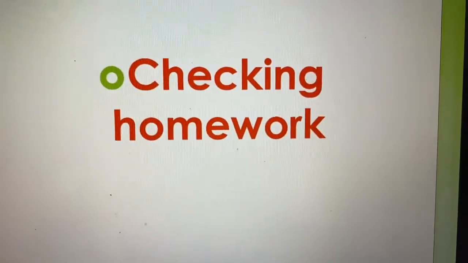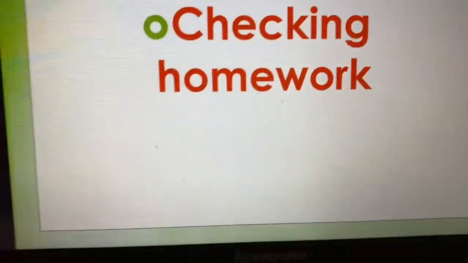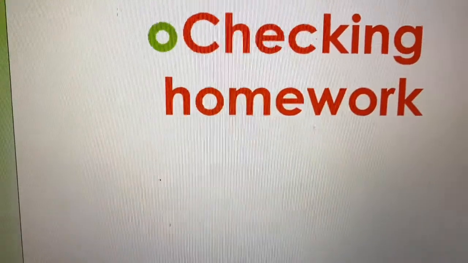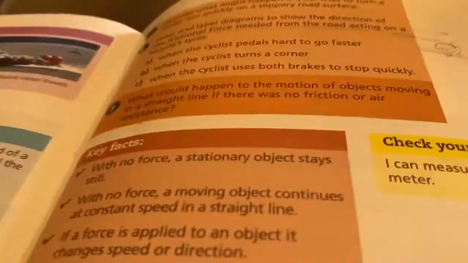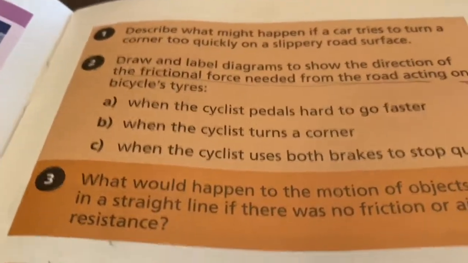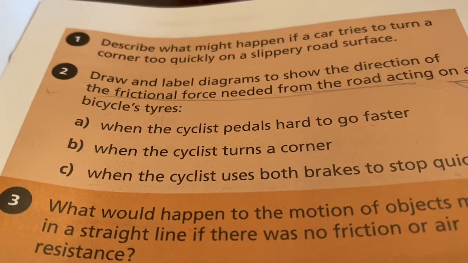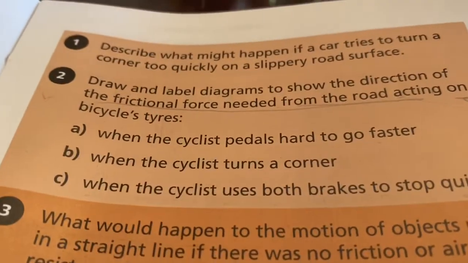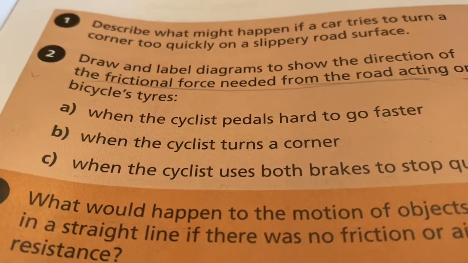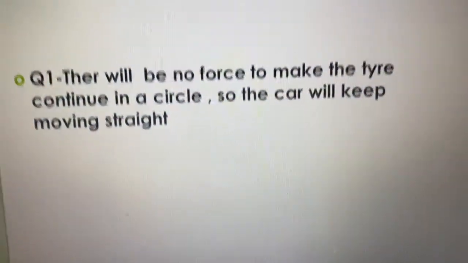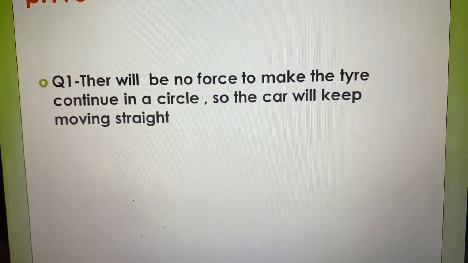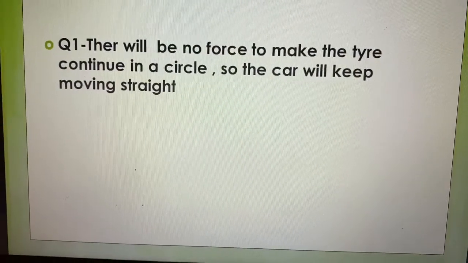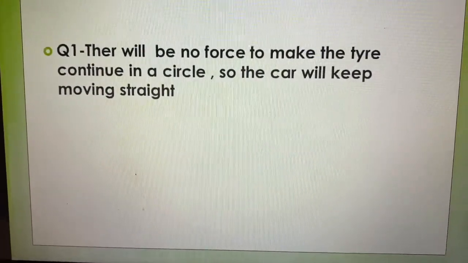Now let us answer together the homework. Your homework was on page 193, questions 1, 2, and 3. Question 1, describe what might happen if a car tries to turn a corner too quickly on a slippery road surface. What do you think will happen to the car? Do you think the car will move in a circle, or it will keep going straight?